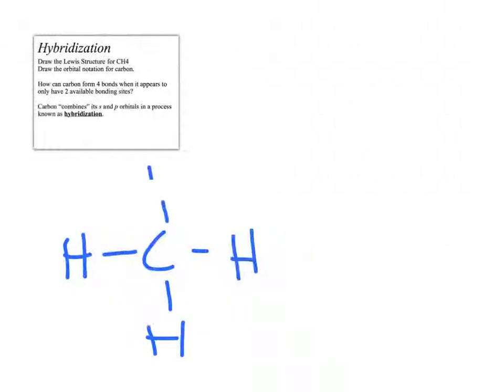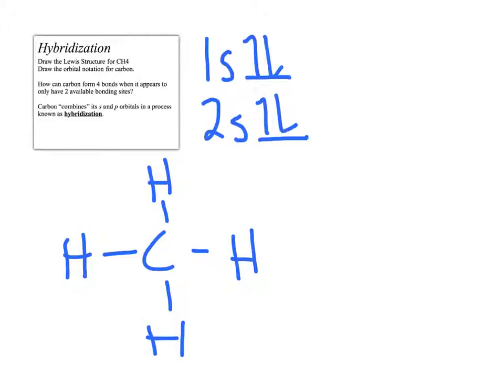I've got my carbon attached to 4 hydrogens. So clearly, carbon's forming 4 bonds. All right, well, let's look at the orbital notation for carbon. Carbon has the 1s orbital with 2 electrons in it, 2s orbital with 2 electrons, and 2p orbital with 2 electrons in that as well.